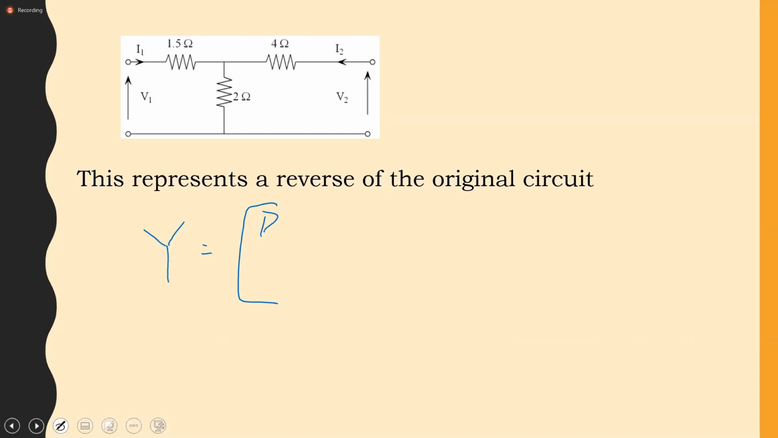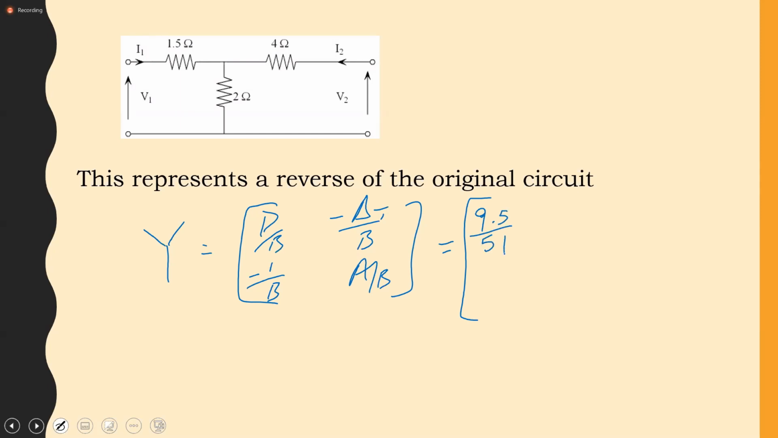All right, so the matrix you're using to convert to Y is D over B, minus delta T over B, minus 1 over B, and A over B. All right? And if we keep it in the fractions, it makes life a lot easier. B is 51. So we have here 9.5 over 51. Then the delta is 1.